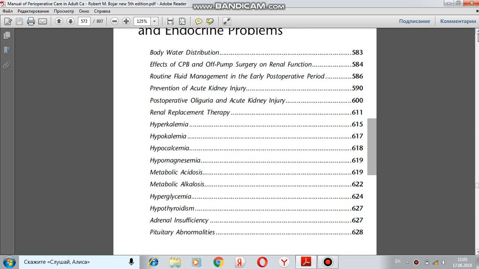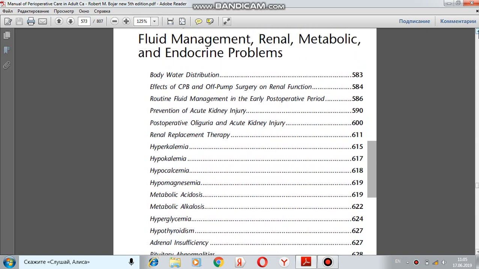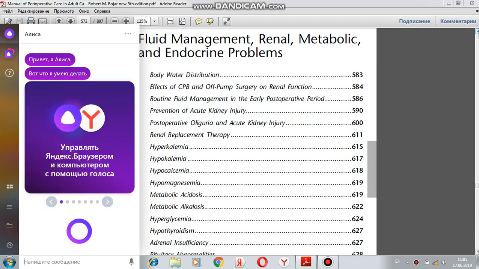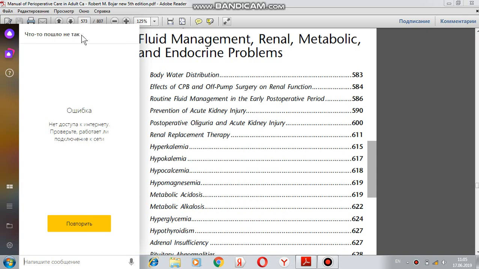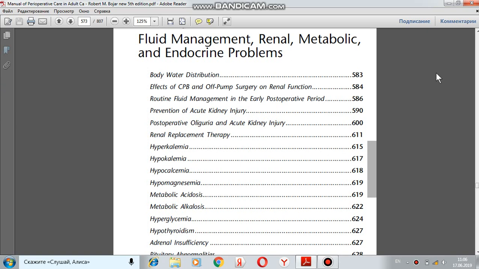Hi everybody. Today we are going to read a book, Manual of Perioperative Care in Adult Cardiac Surgery, Robert Bojar. I don't know what this is, and I will close it as soon as possible.